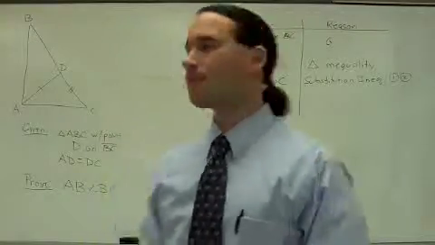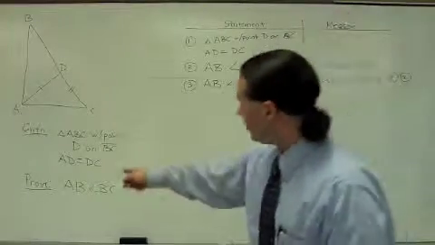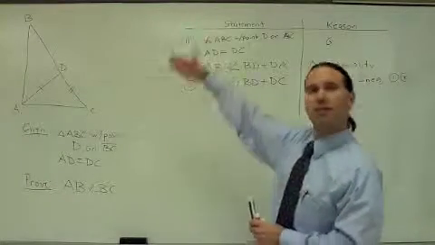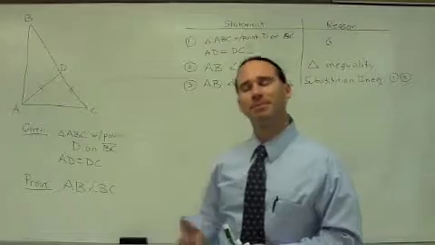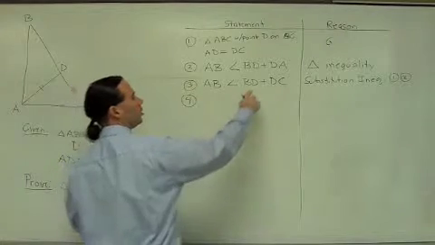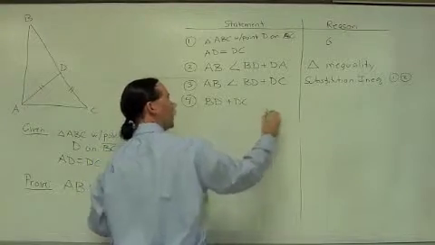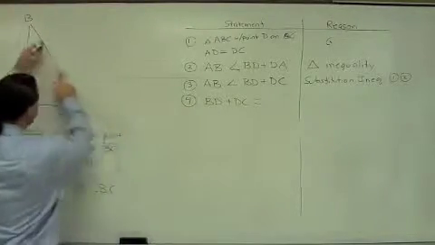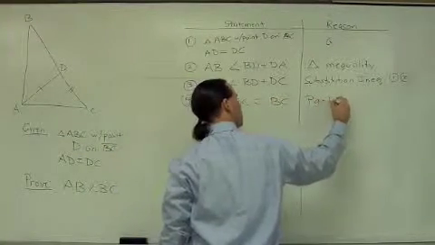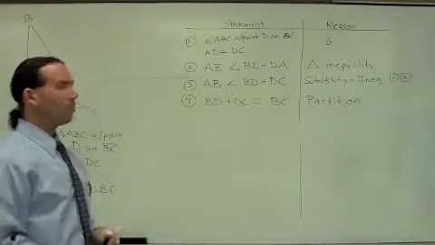Well, we're actually just about done. We now know that AB is less than BD plus DC. We'd like to say that AB is less than BC. Well, isn't BD plus DC the same as BC? What postulate tells us that? That's right, partition. So in step 4, we're going to come in here and say BD plus DC, that's exactly the same thing as BC. That's a partition step.